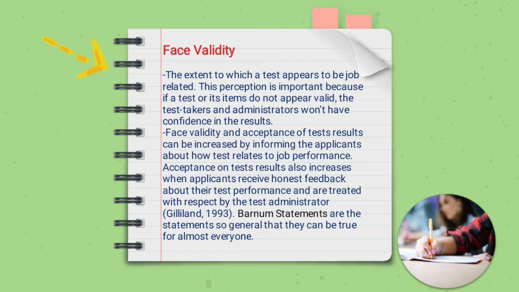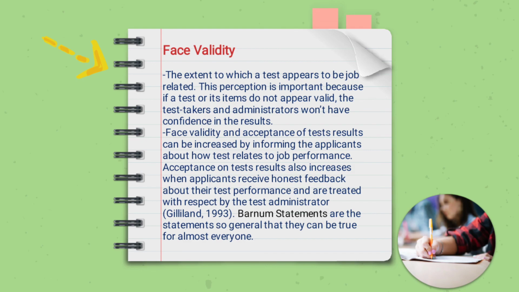So yung Barnum statements are statements so general that they can be true for almost everyone. So for example, if I'm going to describe you as sometimes being sad, sometimes being successful, and at times not getting along with your best friend, it can seem like I am very accurate. However, these statements describe almost anyone. So face validity by itself is not enough.